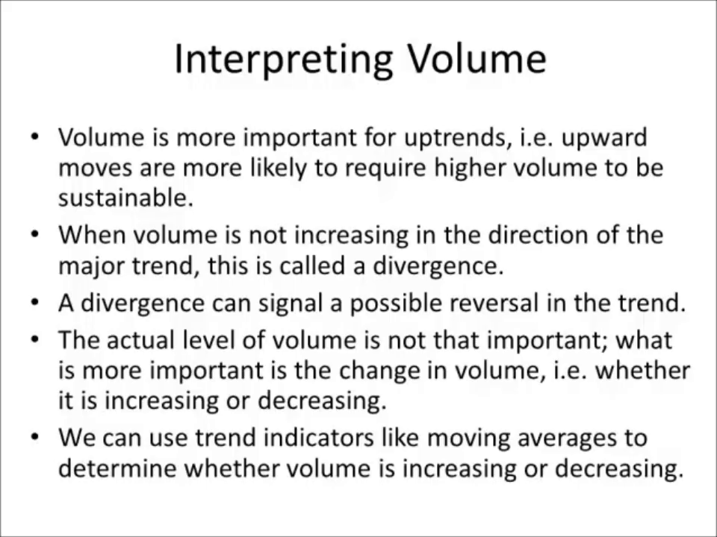A divergence can signal a possible reversal in the trend. So if we see a huge breakout to the upside, and we see volume being very low, falling and being very low during that, we might take that as a signal that we cannot really confirm this price movement. It's not very strong. It's likely to go the other way. So it can signal a possible reversal in the trend.